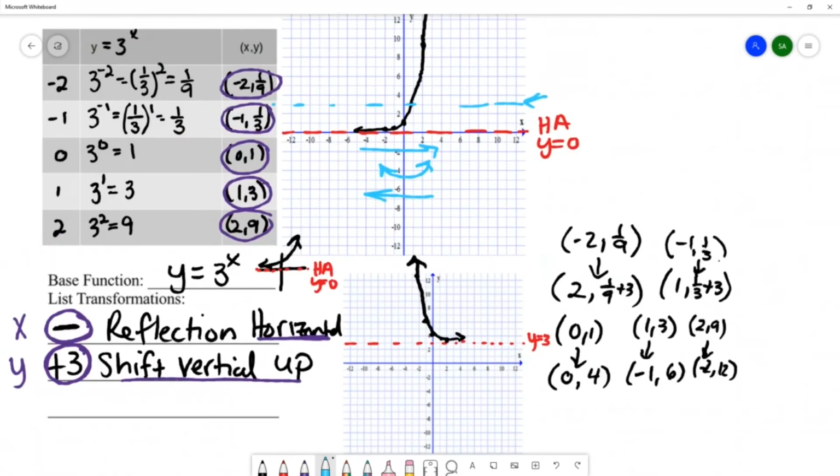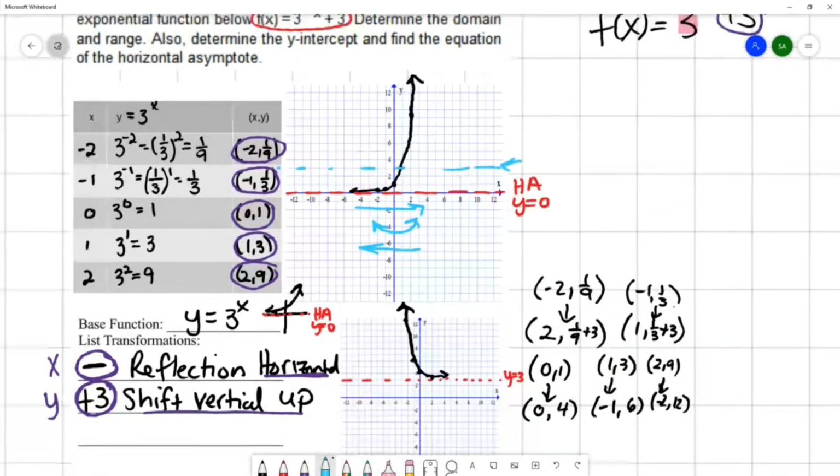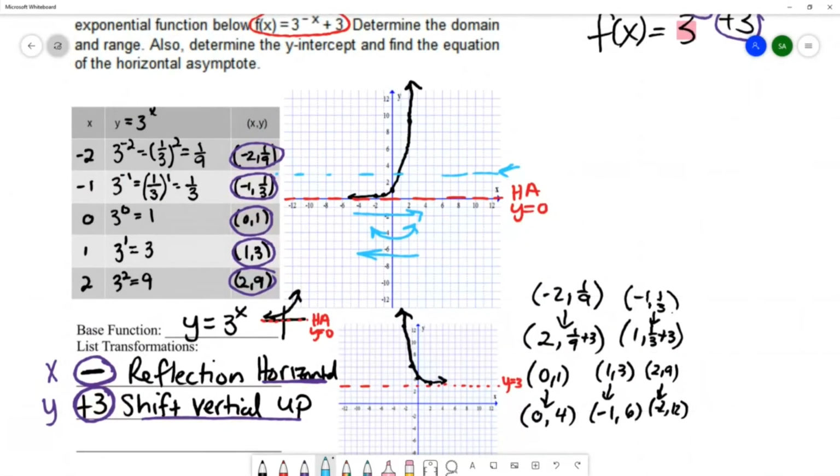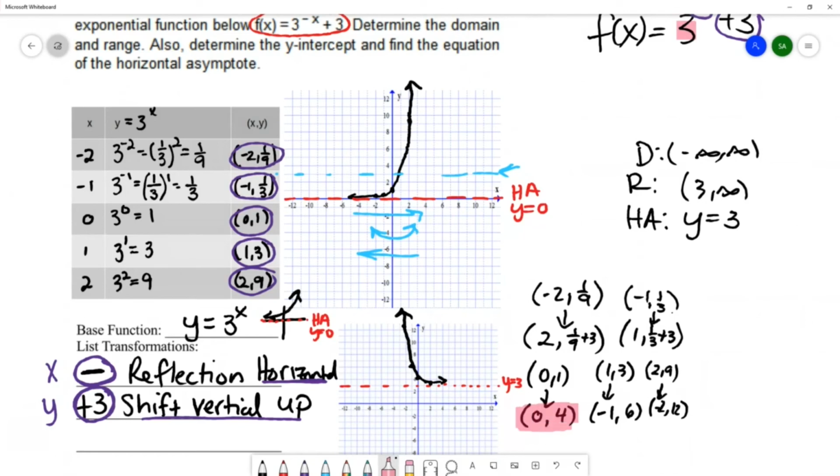Let me zoom out to the directions. And in the directions, we want to find the domain and range. The domain of every exponential is all real numbers. The range, because we've shifted up 3, becomes 3 to infinity. We've already noticed that the horizontal asymptote is y equals 3 because it was shifted up 3. And you can do the calculation for the y-intercept, but it is (0, 4).